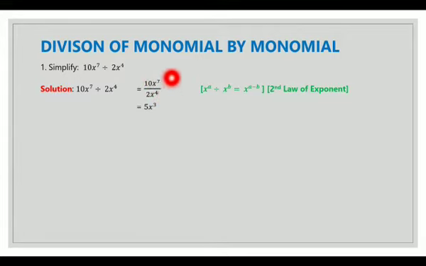As in division, we are going to subtract the powers of exponent, as the law says x raised to a divided by x raised to b equals to x raised to a minus b. So we are going to subtract the powers of the exponent. So x raised to 7 minus this term, that is 4, which is equals to x raised to 3. So the answer comes to be 5x raised to 3.